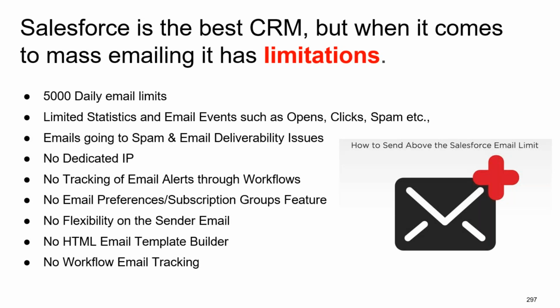I'm sure, as everybody knows, Salesforce is a great CRM, the best in the world, no question about that. But when it comes to mass emails, it does have some limitations, and these are some of the things that we've really focused on overcoming with MassMailer. The big thing a lot of people run into is the 5,000 emails per day limit, the limited statistics, and spam and delivery issues. We address that through dedicated IPs, so you don't have to use the shared IPs of Salesforce.